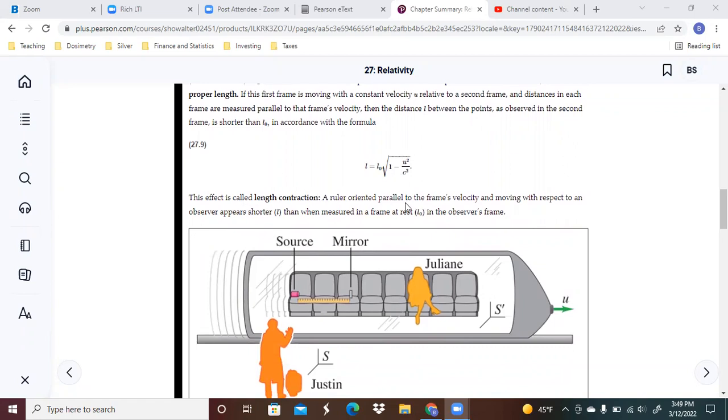So a ruler oriented parallel to the frame's velocity and moving with respect to an observer appears shorter than when measured in a frame at rest in the observer's frame.